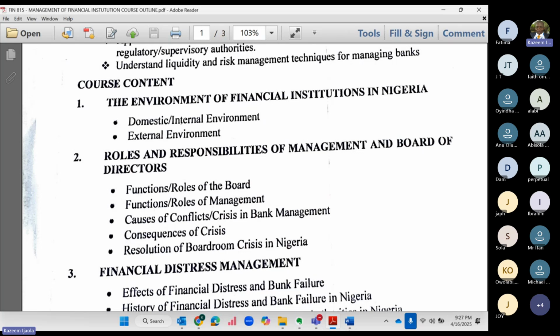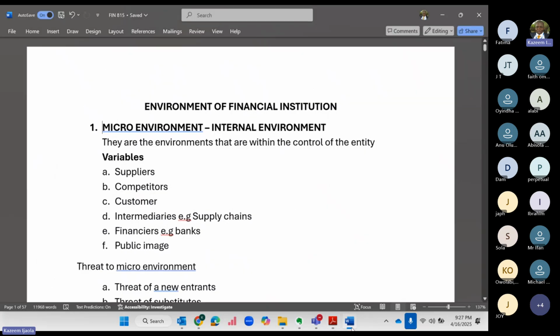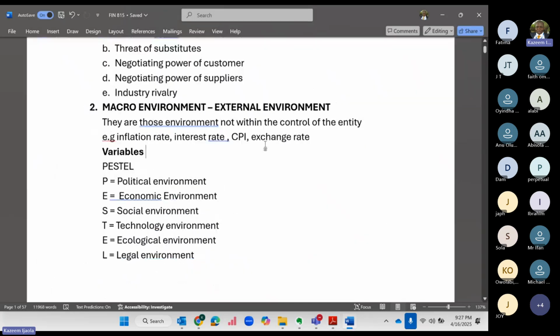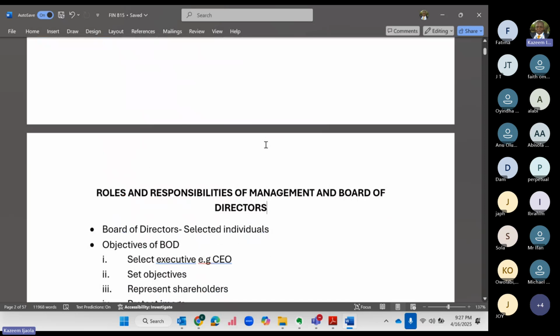Okay. Now, let's move on to the next one that we would like to do. The next one I would like to discuss with us is the role and responsibility of management and board of directors. I'm sure there are a lot of big boys on this call that are directors, or big madams too, that are directors. So I would like to explain some of your functions as a director. So what are the roles and responsibilities of the board of directors?